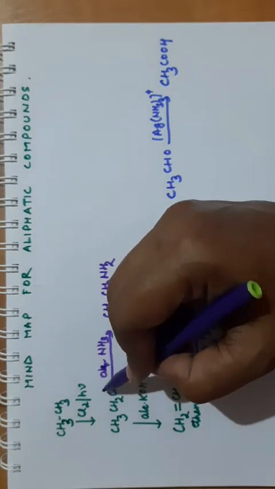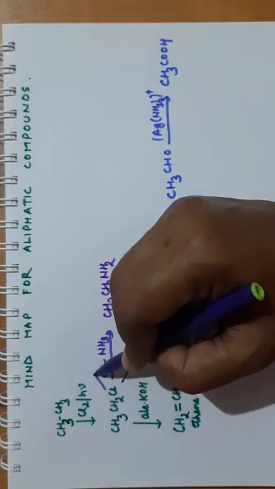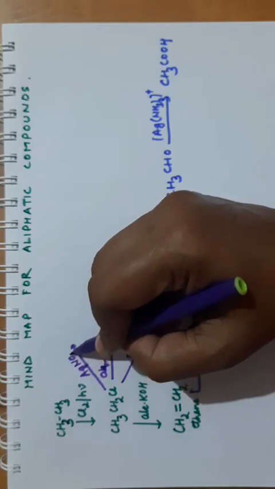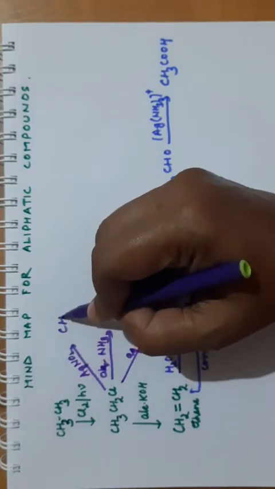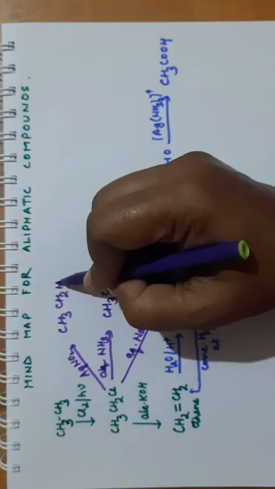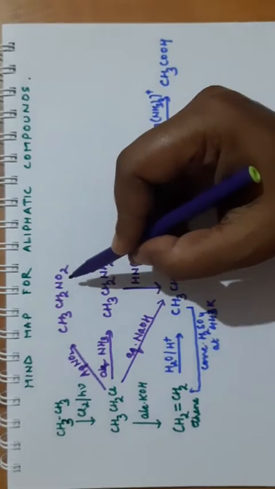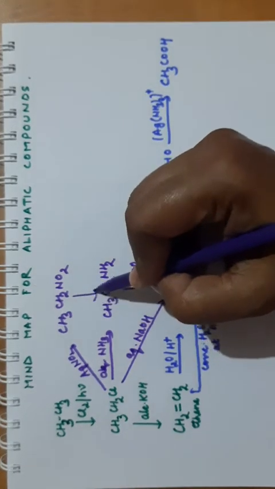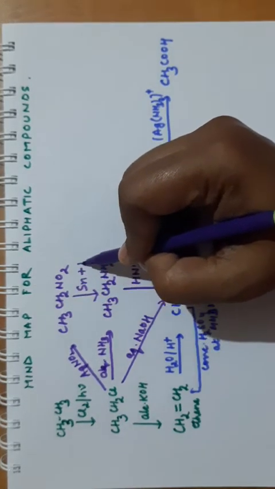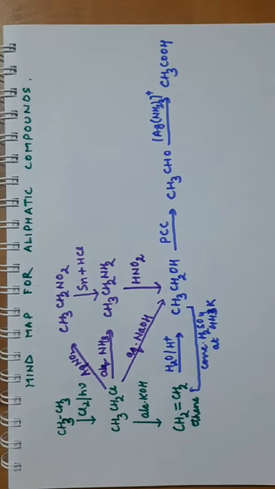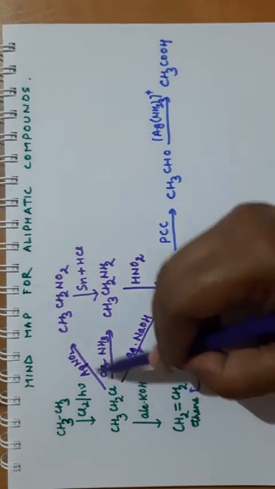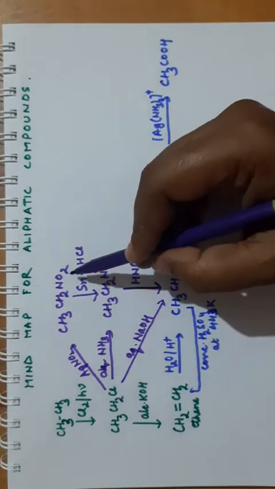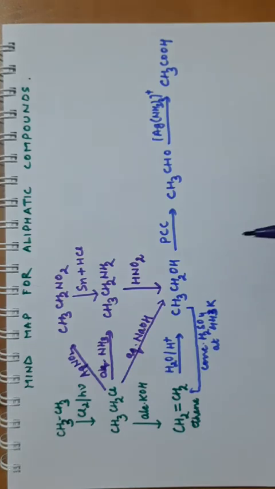Now you can also convert alkyl halide into a nitro compound by treating with AgNO2. With AgNO2 you will get CH3CH2NO2, and this nitro can be converted into amine by reduction. And what is the reducing agent used? The reducing agent is Sn plus HCl or Fe plus HCl. So you can convert alkyl halide into nitro by treating with AgNO2. The nitro comes in place of Cl, and on reduction of the nitro, you will get an amine.